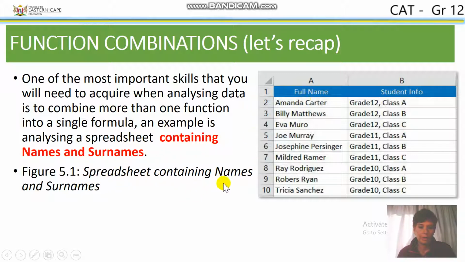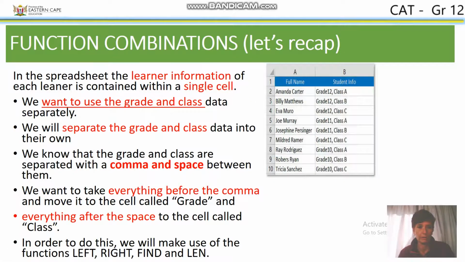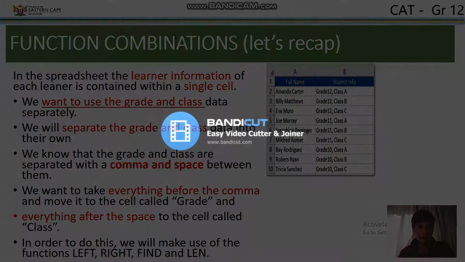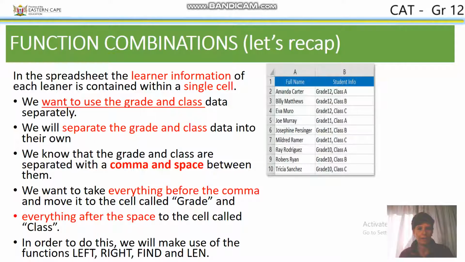So if we look at the spreadsheet containing the names and surnames, and on this side we have the student info, we've got the grade and the class, which also isn't good because it's going to be very difficult to sort them, as they're not in specific classes but all in one cell. If we look at function combinations, the learner information of each learner is contained within a single cell.